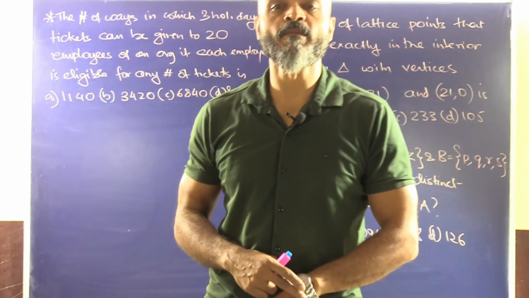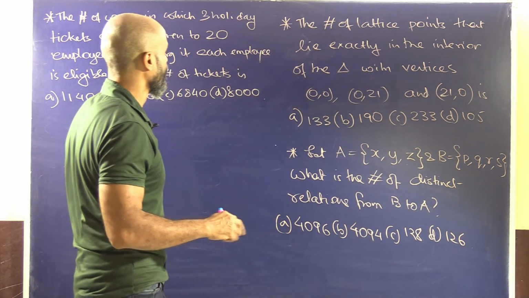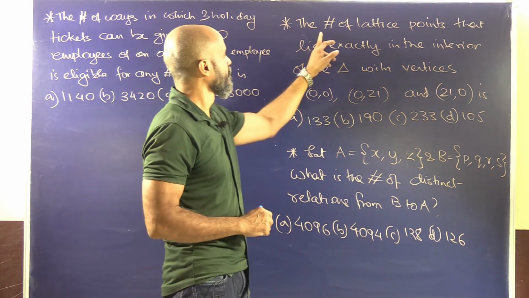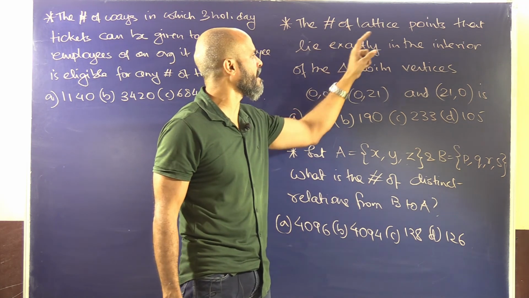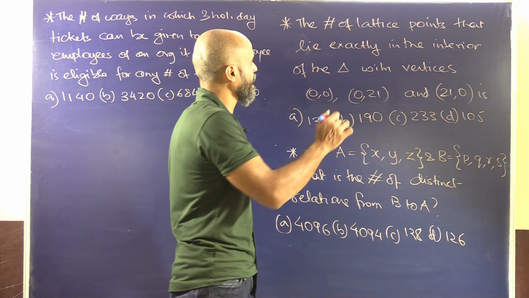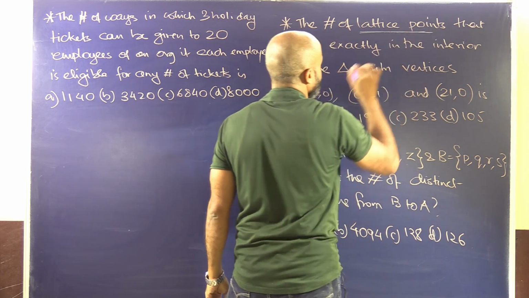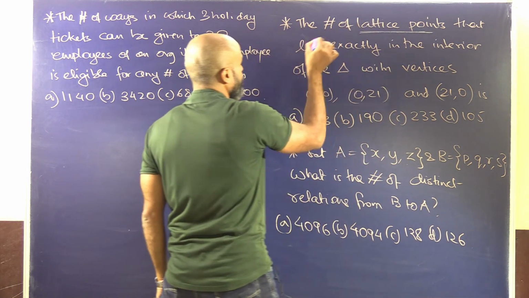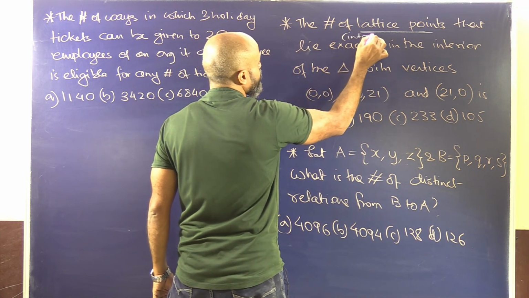Alright people, some more problems on permutations and combinations. The first problem that we have here is the number of lattice points. Now what do we actually mean by lattice points? Lattice points in coordinate geometry means integral points.